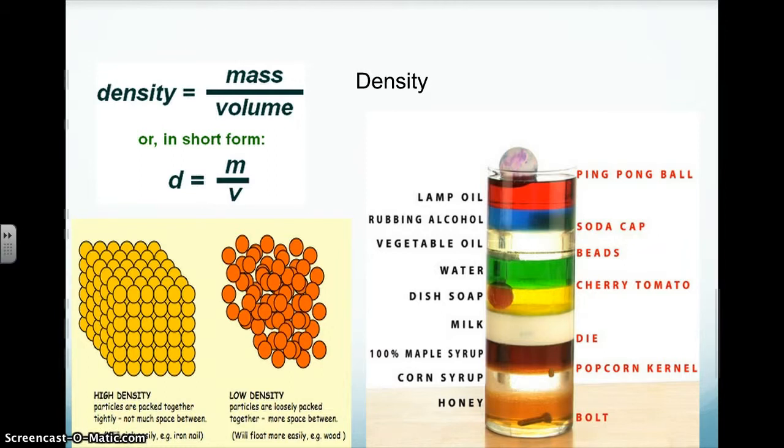High density particles are packed together closely, which typically sink. And then low density, the particles are loosely packed together. There's more space between them, and they will typically float. And then the image to the right is a density column where things will separate based off of density.